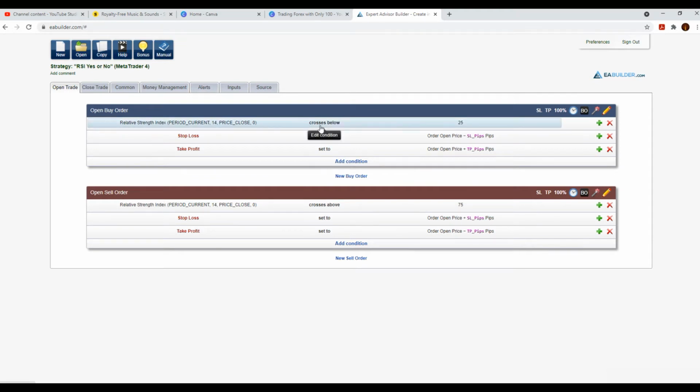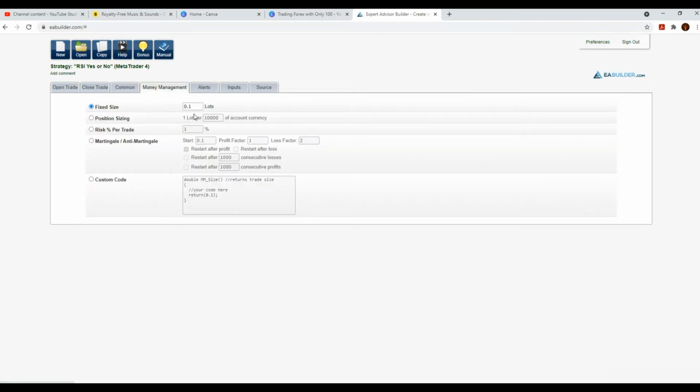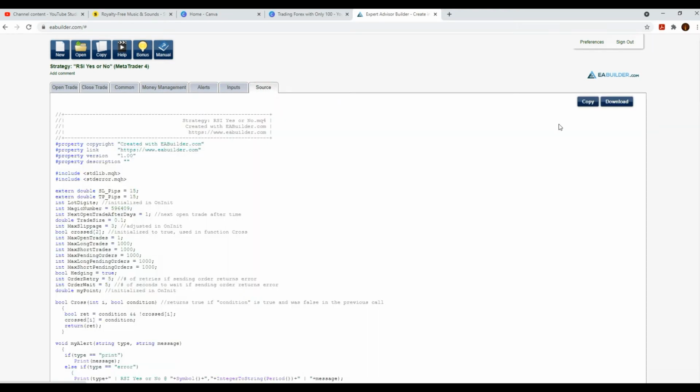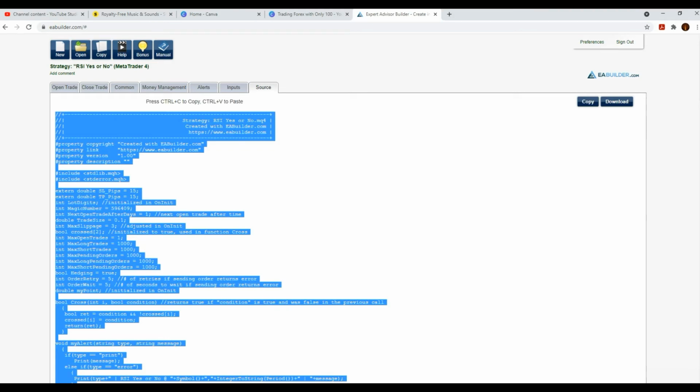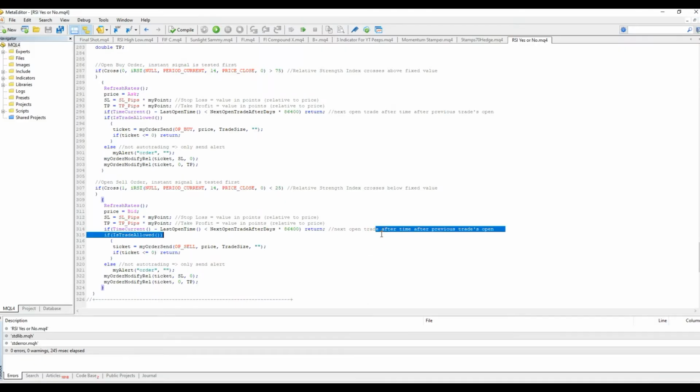When the RSI crosses below 25, we buy. Crosses above 75, we sell. We have the stop loss and the take profit set even at 15 pips because, just from looking at the chart, it will be easier to try to grab a small amount of pips. And for money management, we're trading at $1 per pip. So let's copy the source here, and we're going to dump this over into here and compile it.